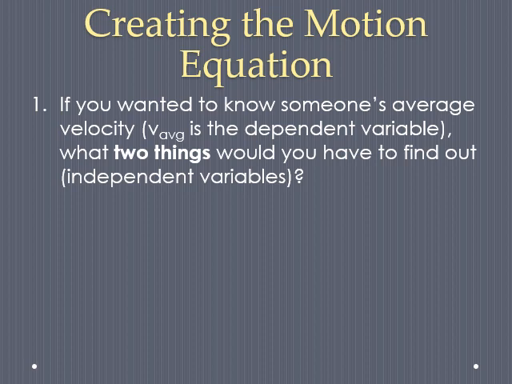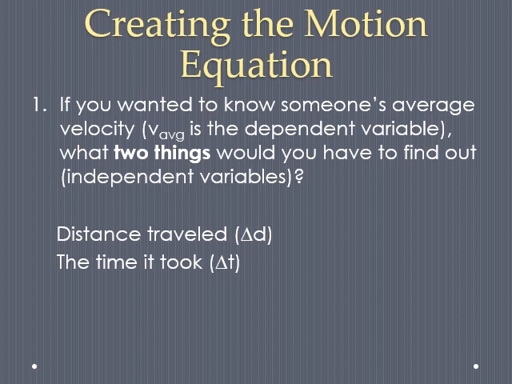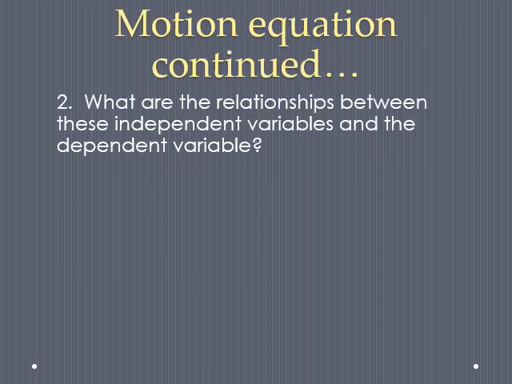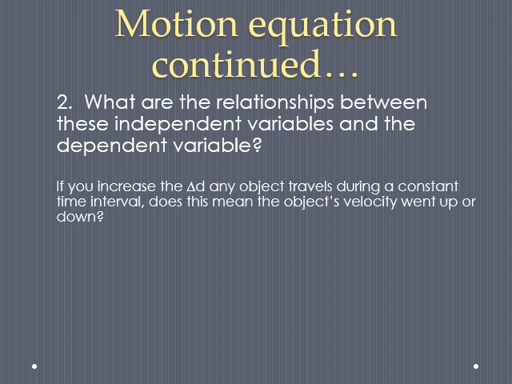So the two things that I kind of mentioned in that definition were the distance the object is traveling, or delta D, and the amount of time that it took to cover that distance, which is delta T. So now that we know which two other variables are going to be in this equation with V average, we have to think about what are the mathematical relationships between those independent variables and the dependent variable. So I would have you do a little thought experiment with me here.